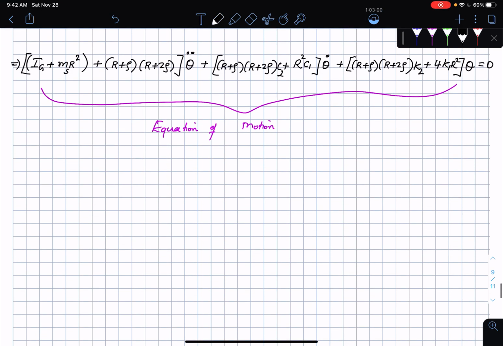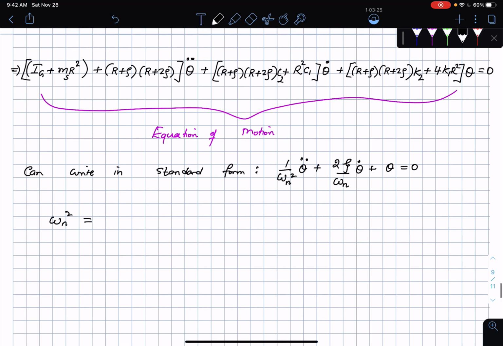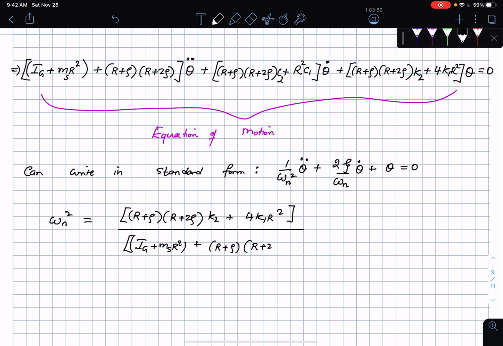We can cast it in the standard form, which is 1 by omega n squared times theta double dot, and then 2 zeta by omega n theta dot, and then theta is equal to 0, where omega n squared is going to be the following. It's going to be that big term there, r plus rho, r plus 2 rho, k2, 4 k1 r². And all of this divided by Ig plus m spool r² plus r plus rho times r plus 2 rho.